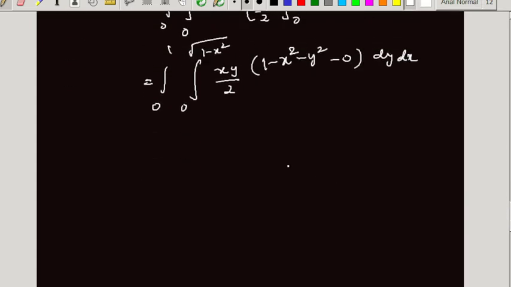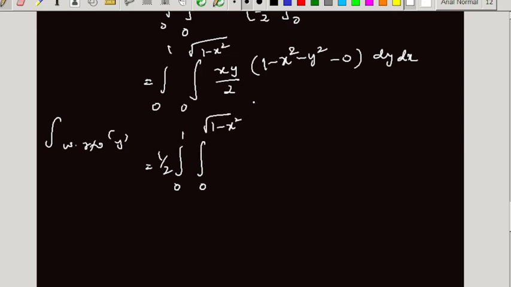Now we integrate this one with respect to y, with limit 0 to 1. Before integrating with respect to y, what do we do? First we multiply the terms. 1 by 2 is taken out. So instead of integrating, first we multiply. If we multiply this one, we get x into y minus x square into xy, which is x power 3 into y, minus x into y power 3.